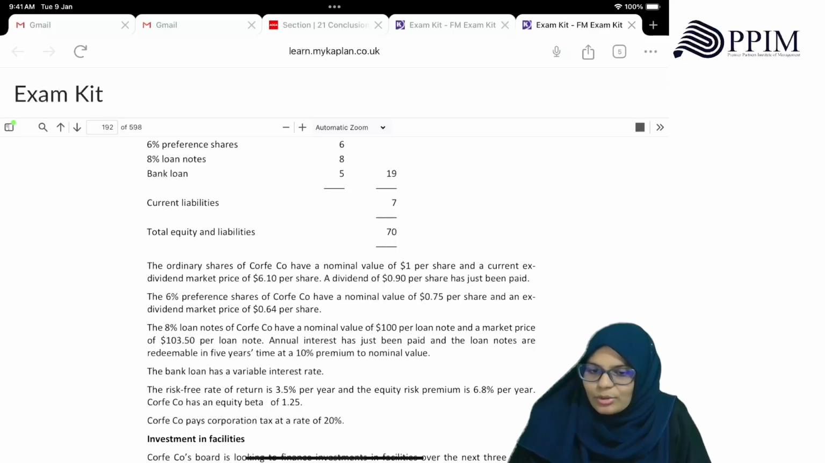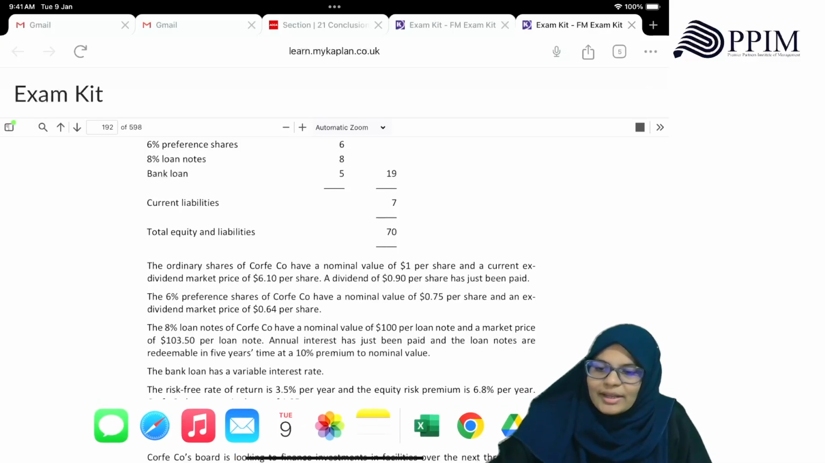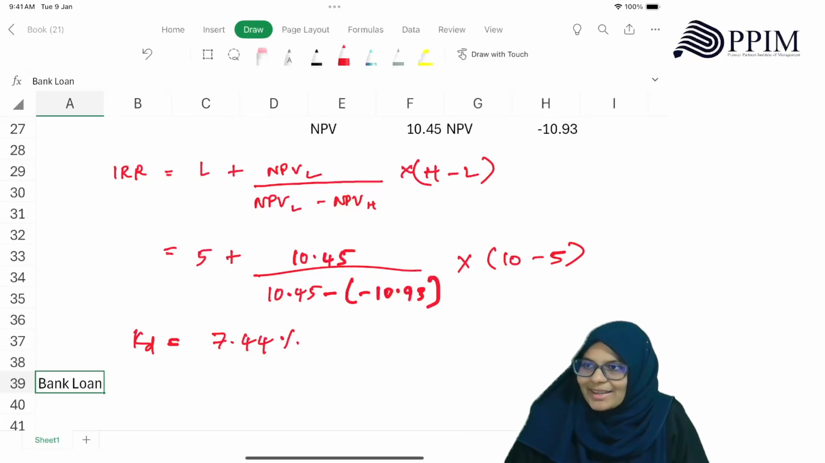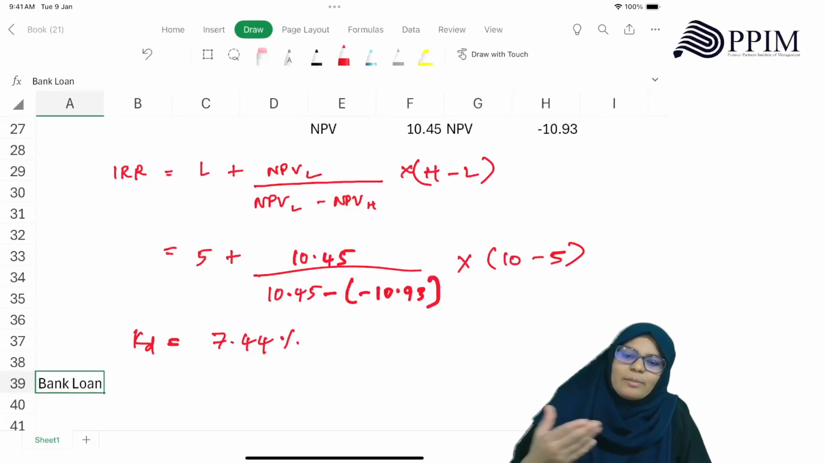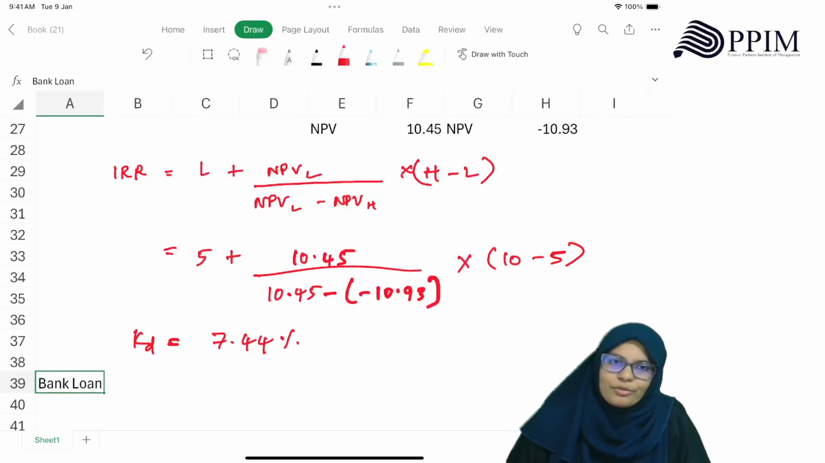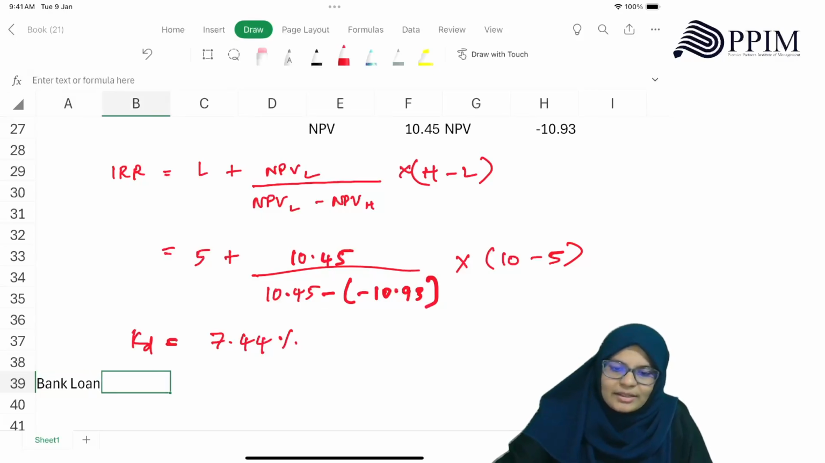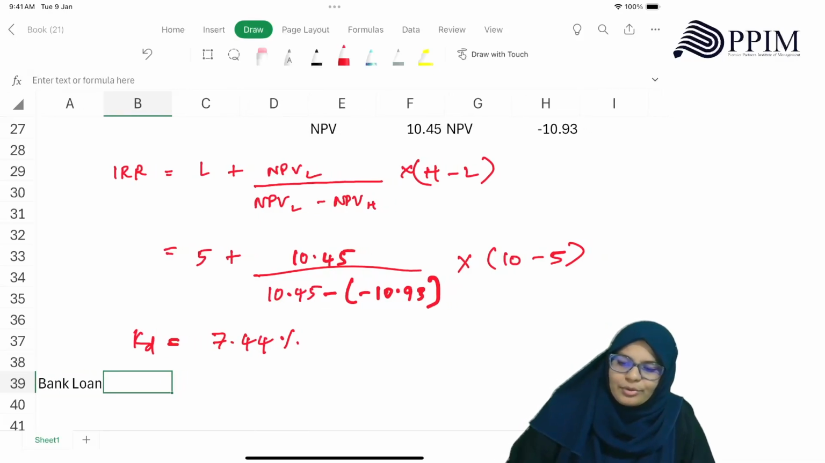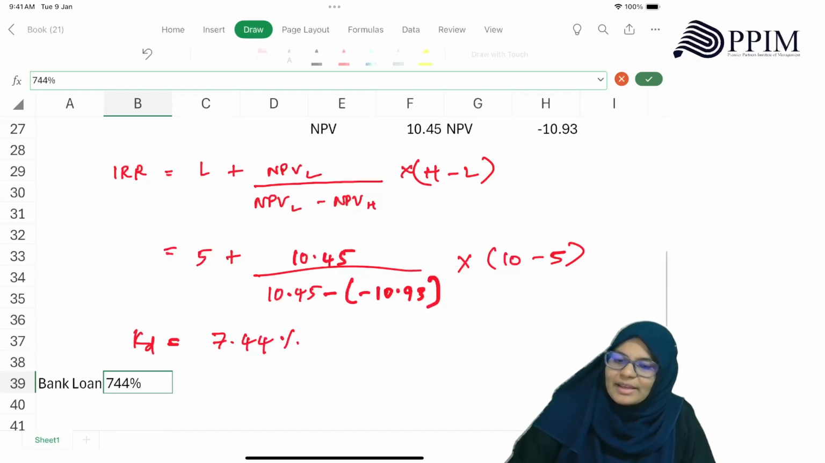So just because it's variable in nature, I can't just forget about it. The only closest thing I can do is assume that the cost of capital for this bank loan is the same as the cost of capital for the loan note. The loan note I have calculated is 7.44 of KD. I will have to assume that for the bank loan also it will be 7.4. Okay, so I will put that here, 7.4. Otherwise, usually it will be given directly. If it's not, then you have to make this assumption.